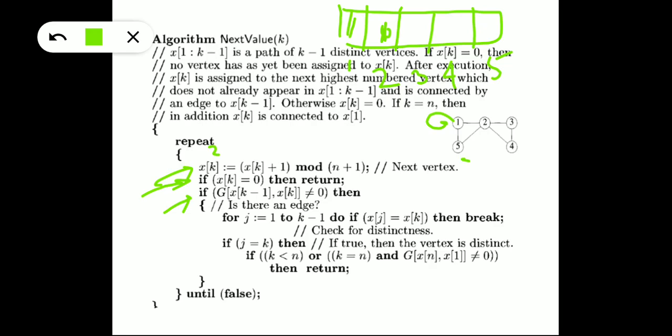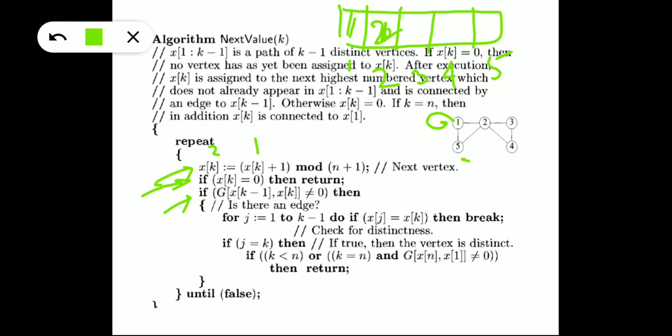This time x of 2's current value is 1, so 1 plus 1 becomes 2. 2 mod 5 plus 1 is 6, and 2 mod 6 is 2. So the new value of x of 2 is now equal to 2.